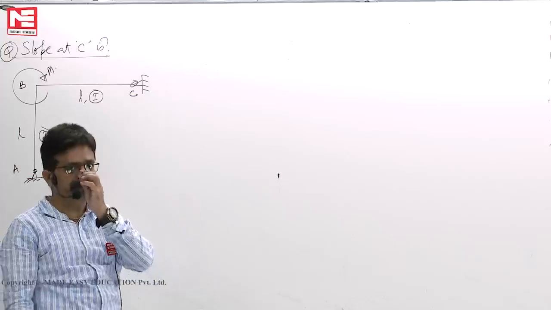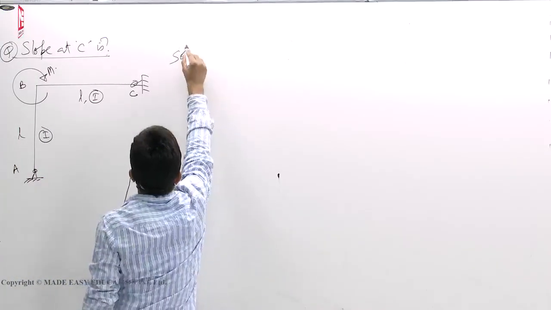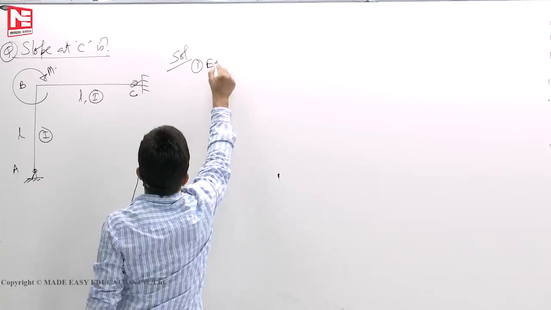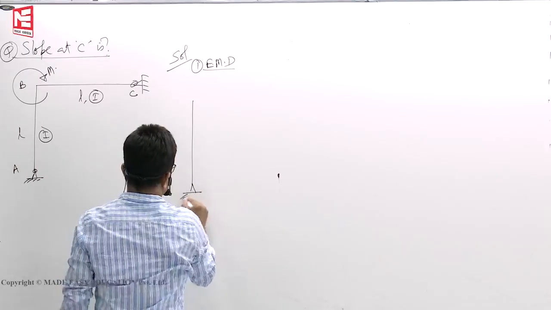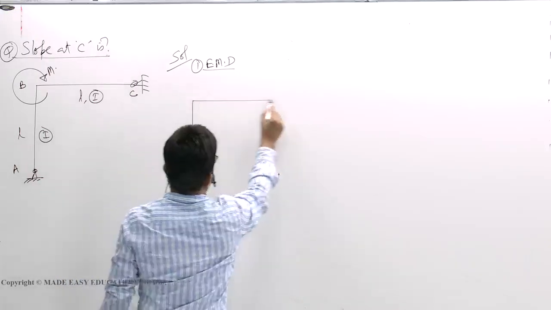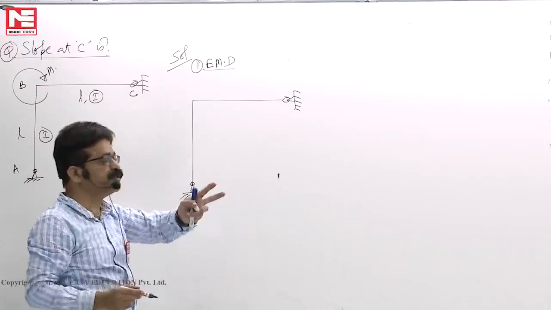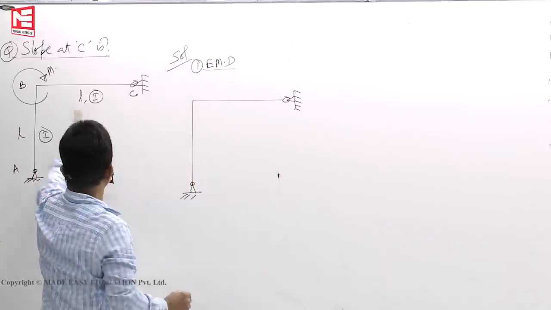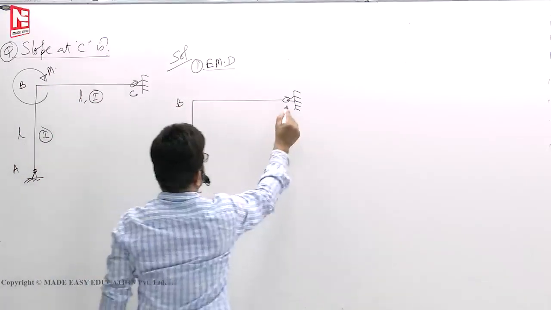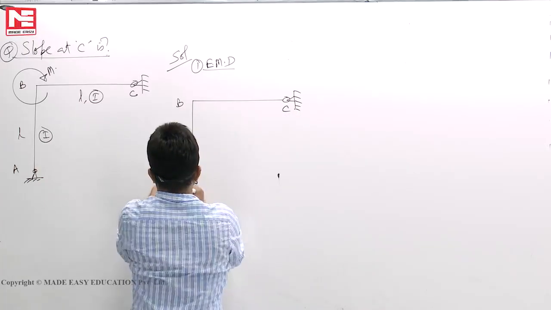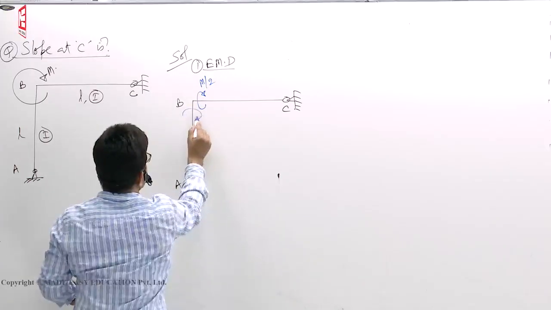You don't have to write that point. Then EMD, end moment distribution. First you have to distribute the moment and draw the deflection profile. When you apply M, what is the share of BC and BA? This fellow will take M by 2. This also takes M by 2.